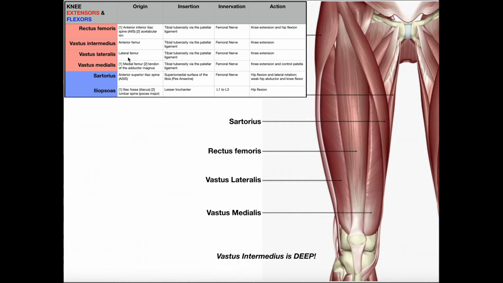Well, first let's go over its origin. Vastus medialis is over here, so it would make sense that it originates more on the medial aspect of the femur. But it also has another origin, and it's the tendon of the adductor magnus.